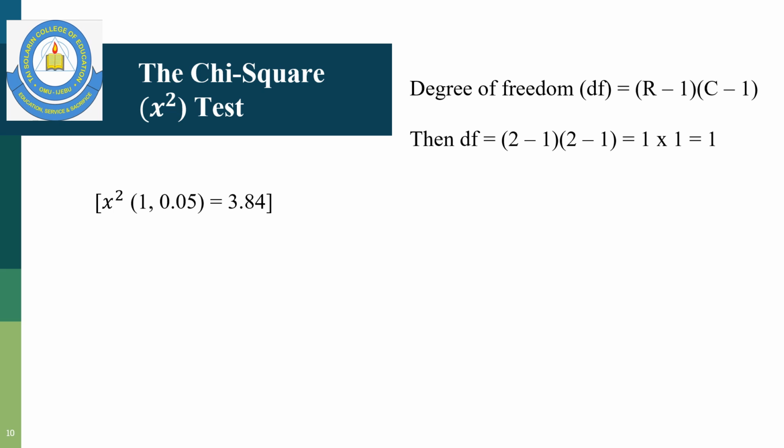So now we are going to use the degree of freedom with 0.05 significance level to determine the table value. So if you check the chi-squared table, we are going to check 1 under 0.05, and if you check that, our answer is going to be 3.84. Now we are going to compare. The calculated value we got the other time was 0.25, and the table value here is 3.84.